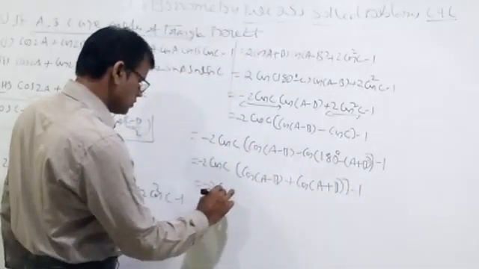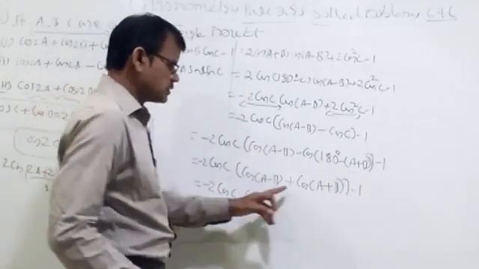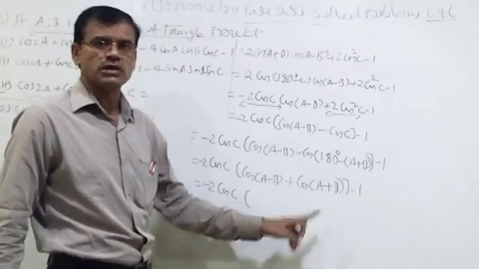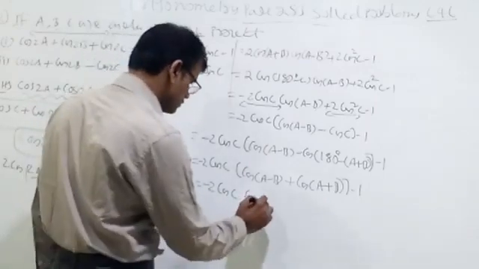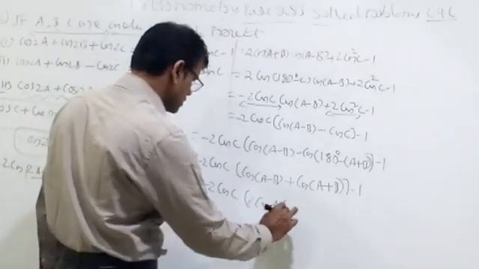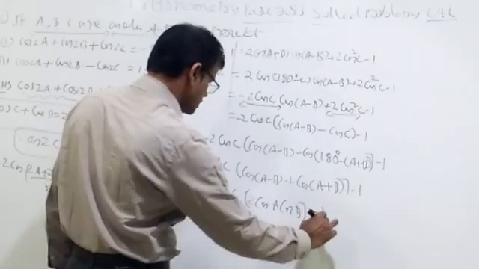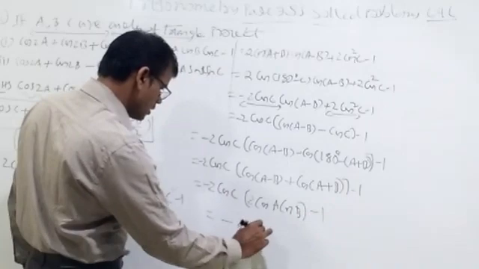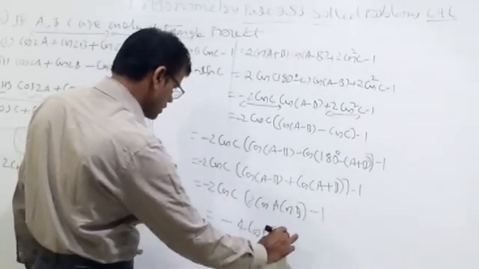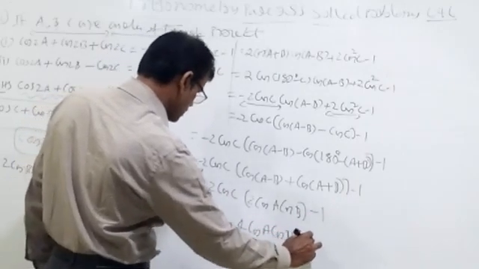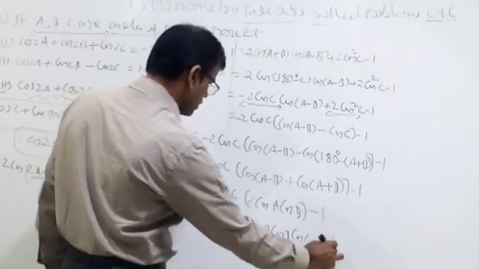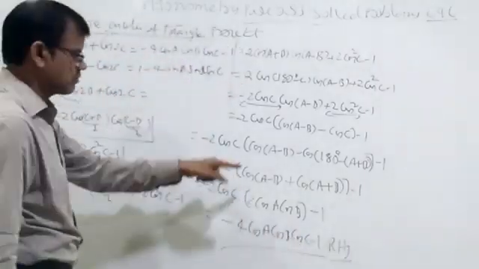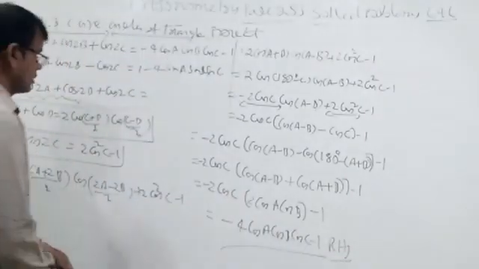That is equal to minus 2 cos C into, students you should know the formula, cos A plus cos A minus B becomes 2 cos A cos B. 2 cos A cos B minus 1. That is equal to, now 2 cos are 4. In the order you write 4 cos A cos B cos C minus 1. This is the RHS. Minus 4 cos A cos B cos C minus 1 is the RHS for this sum.